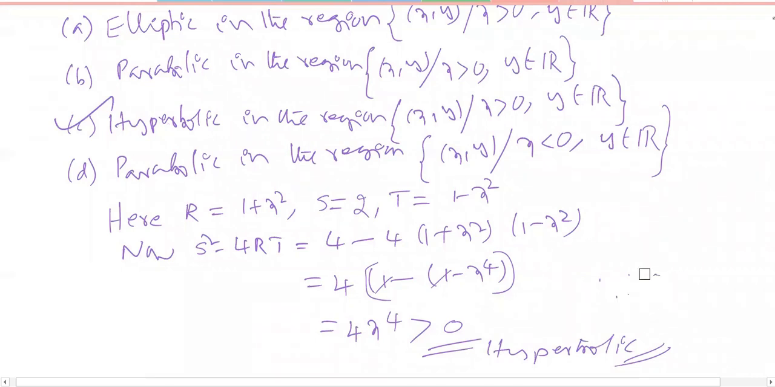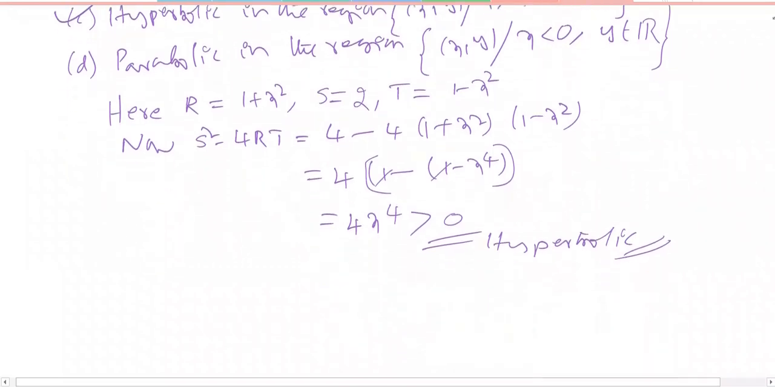Now, I'm taking another problem. Option B is checked. Now, we go for another problem. It is from GATE.